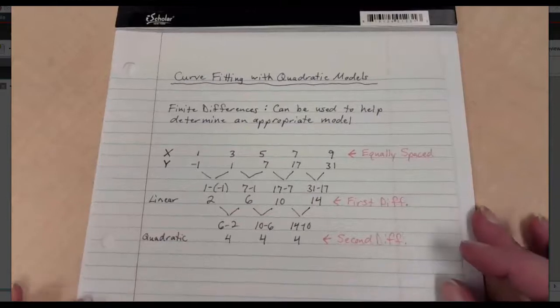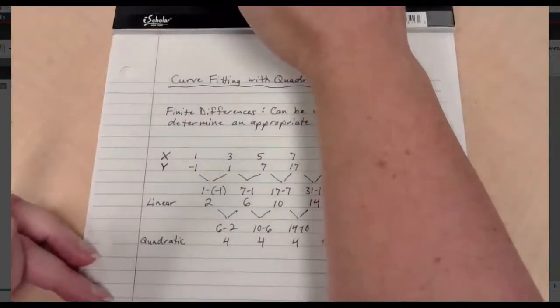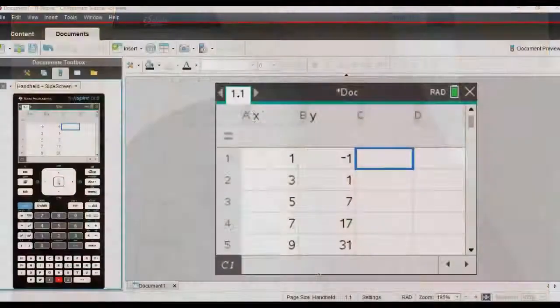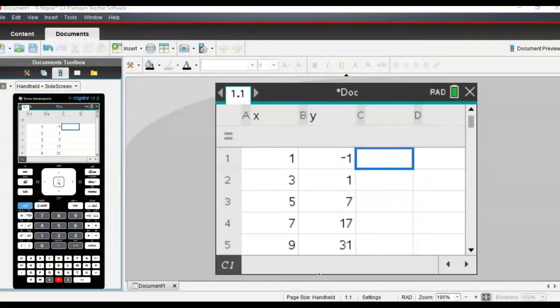All right, one of the places that I prefer to go is actually to my calculator, because this tells me how good my fit's going to be, but it also tells me, switching screens, there we go, the actual equation, so that if it is a good fit, I'm one step ahead of the program. So these are the exact same numbers I just had on my table: 1, 3, 5, 7, 9, negative 1, 1, 7, 17, and 31. And I'm going to take these and I'm going to run a regression.